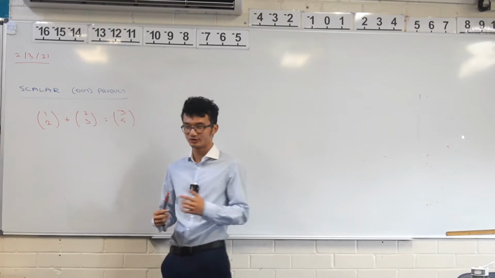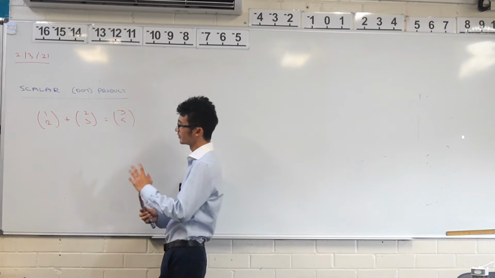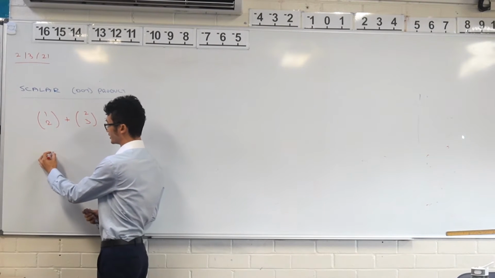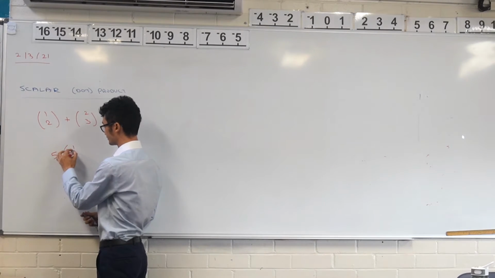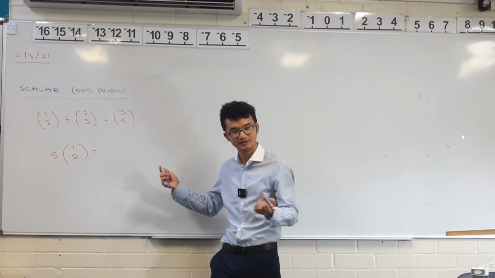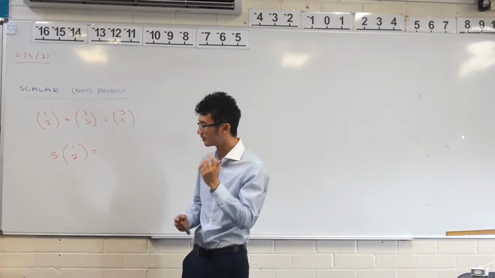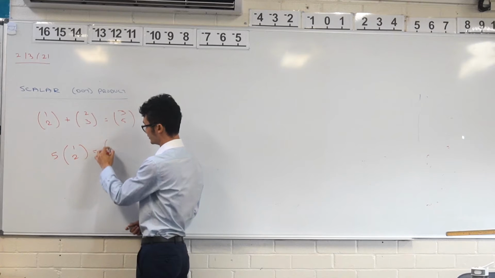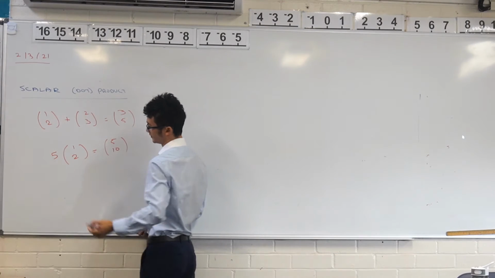Multiplying is a little bit trickier, because multiplying, right? You would have learned multiplication like this. Is that right? Something like that? And how would you do that one? You just times the top number. Yep. So 5, 10, right?